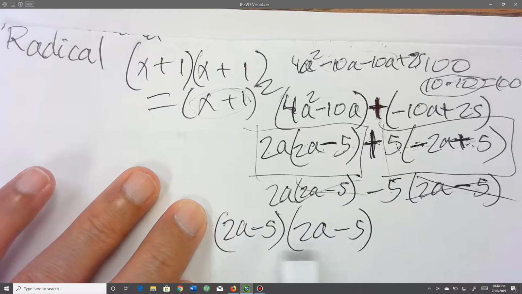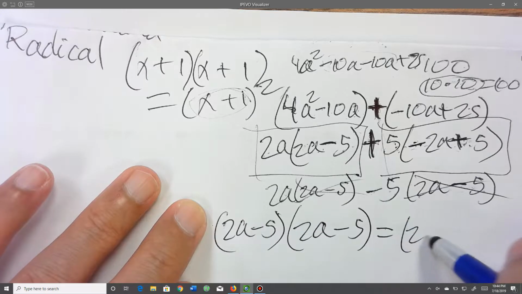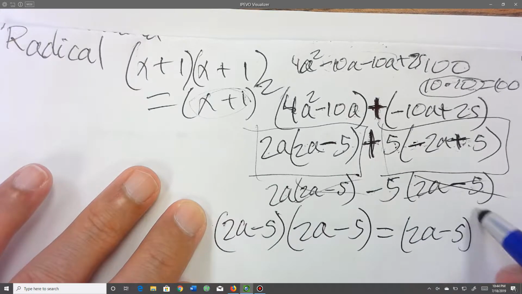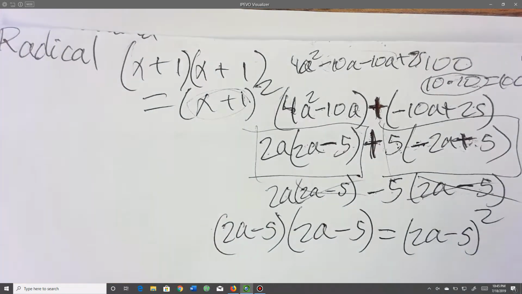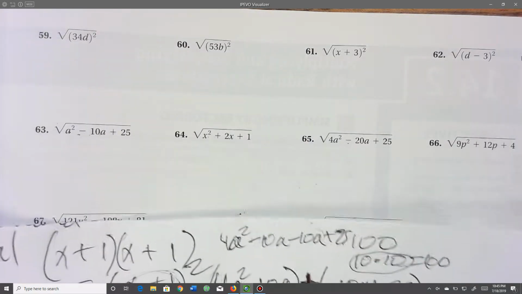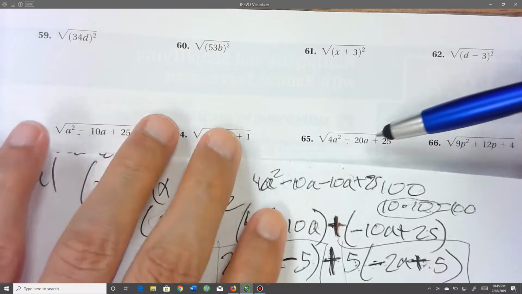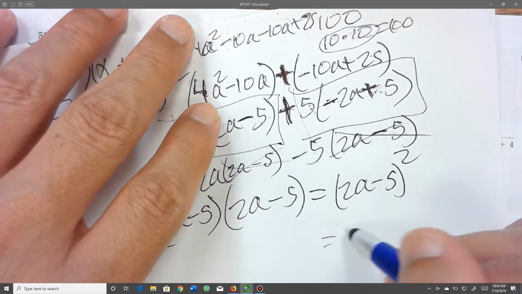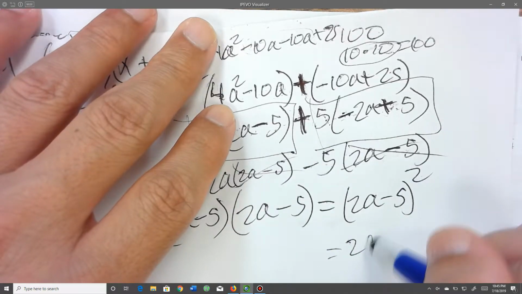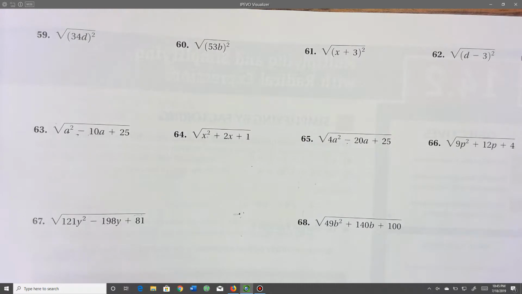Oh, but now I can see that I have a perfect square here. So I can simplify that as 2a minus 5 squared. Now I can pull it out of there because it has a power 2. So the answer should be 2a minus 5.